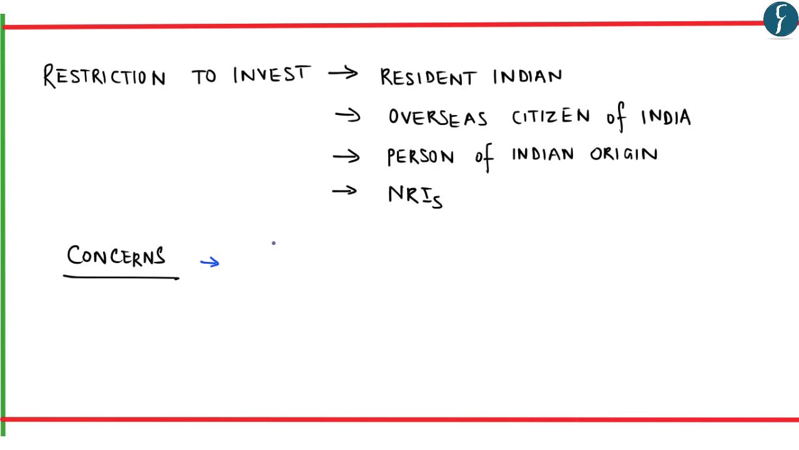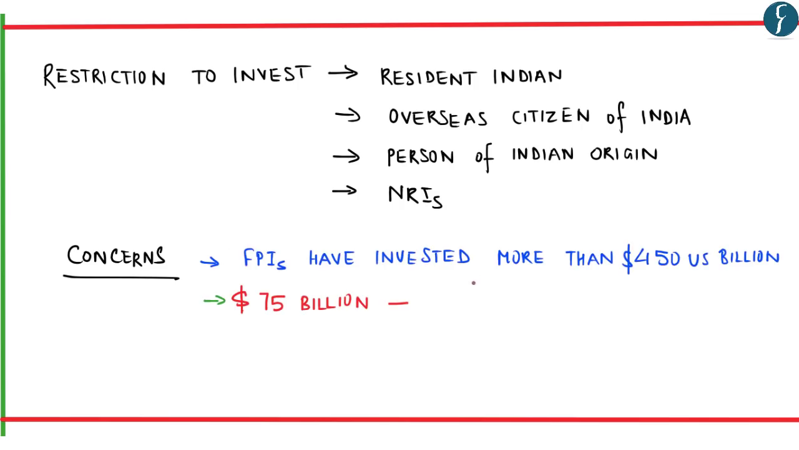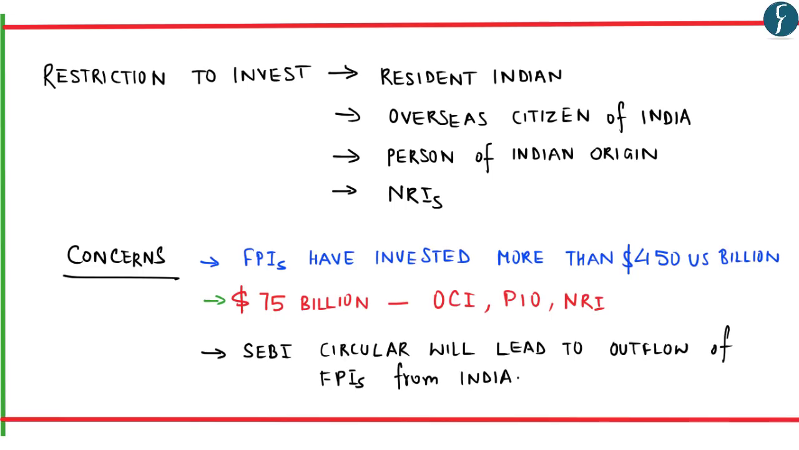Now the concern expressed is that FPIs have invested more than 450 billion US dollars in India, out of which $75 billion is managed by overseas citizens of India, persons of Indian origin, as well as NRIs, that is non-resident Indians. And this aspect of the circular has led to concerns that it would lead to an outflow of a huge amount of FPIs from India. So in this aspect, the HR Khan committee has recently submitted a report. Let's go through what the committee has said.